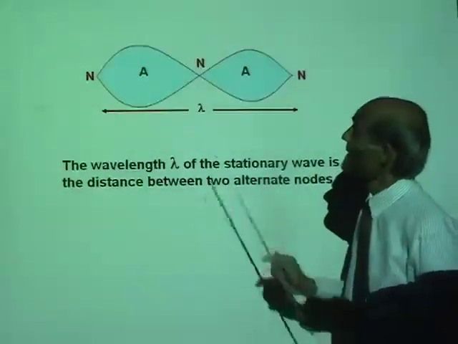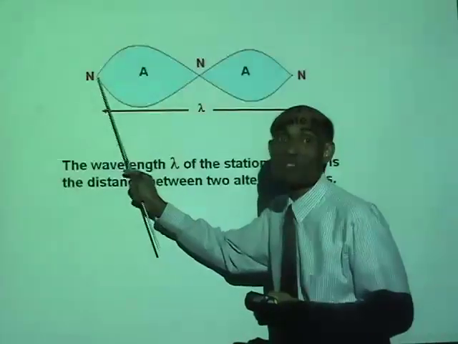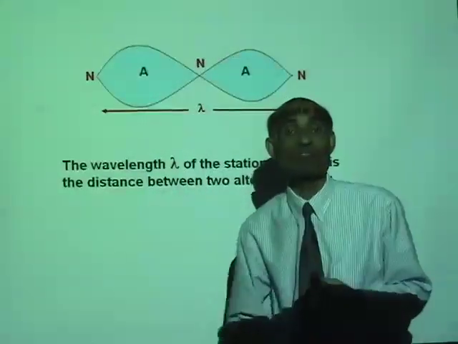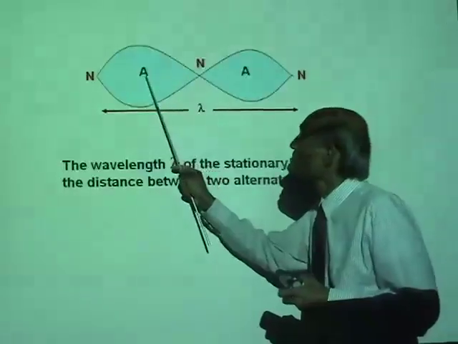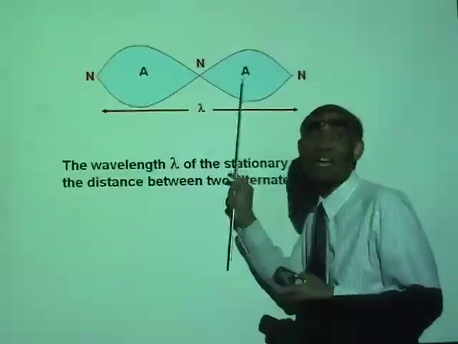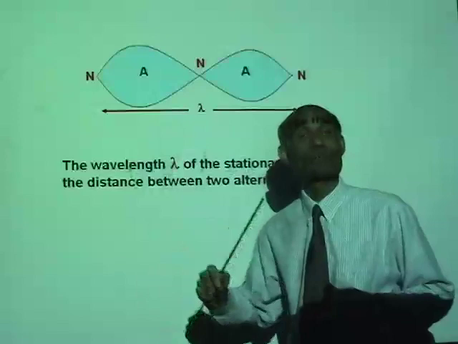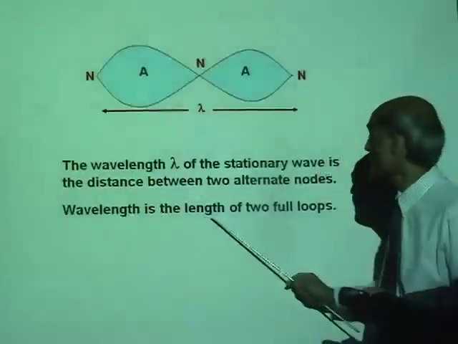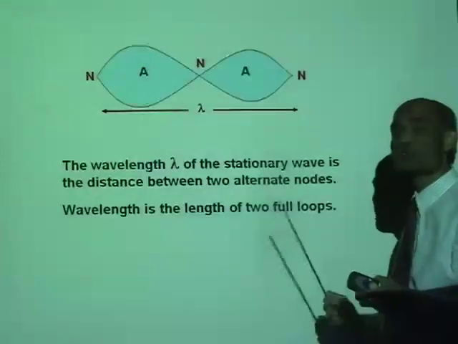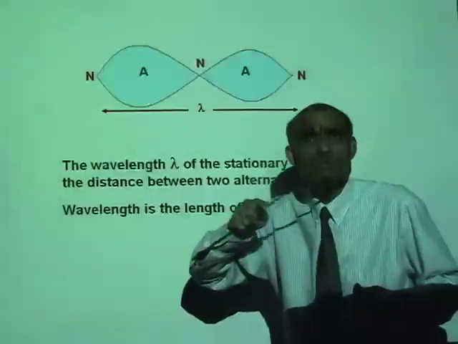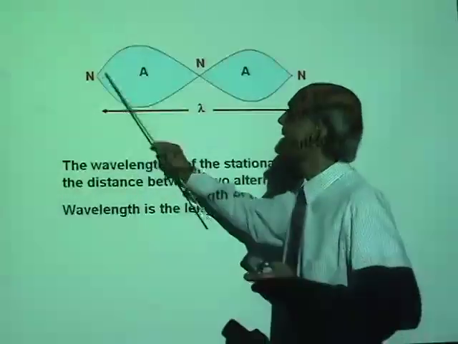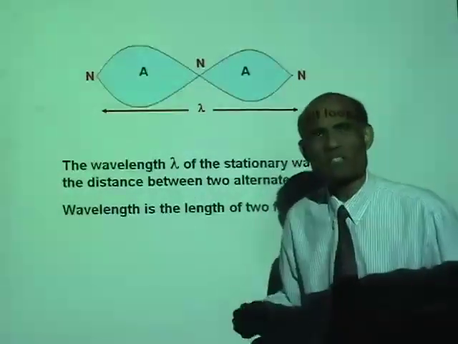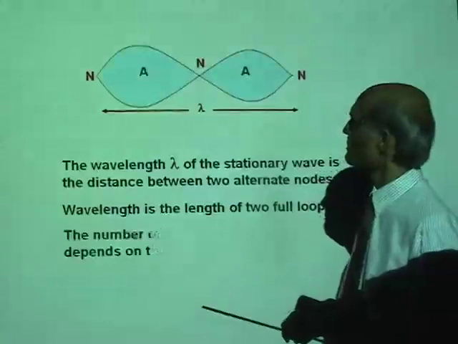All right. Now, therefore, the distance between two adjacent nodes will be half of a wavelength. The distance between two adjacent antinodes will also be half of a wavelength. So, wavelength is the length of two full loops. A segment is a loop. Is that right? It's better to call it a segment rather than a loop.